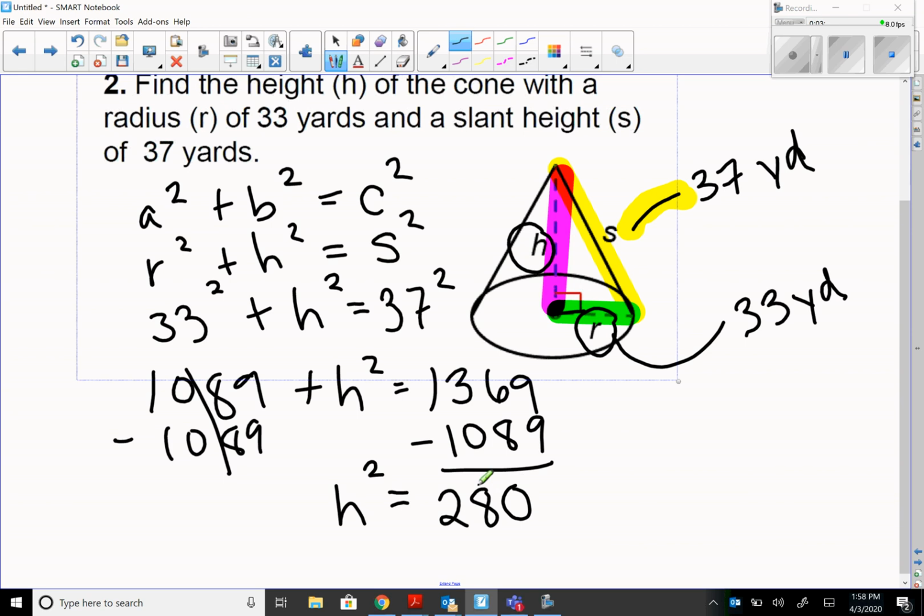Last step is to take the square root, of course, on both sides. The square root of 280 is approximately, and I'm using the approximate symbol because I am going to have to round to the nearest tenth, I got 16.7 yards.